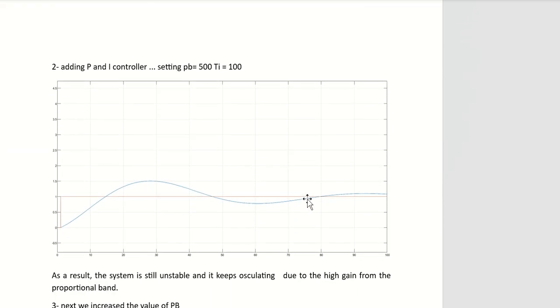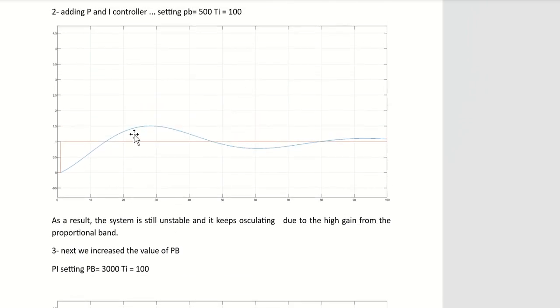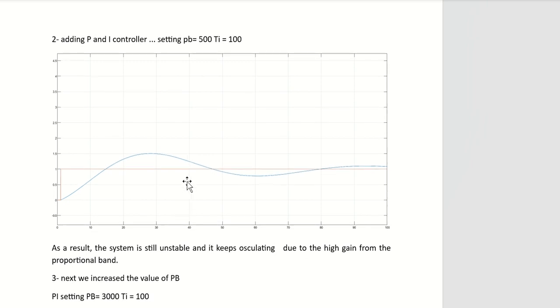After that, we start applying a PI controller. So we took the same proportional band of 500, and we took a TI time of 100. As a result of this, we can see that the system is unstable and it keeps oscillating the whole time. It might settle down after 100 seconds or after that, but we need to adjust the gain of this controller to start giving us a better response and a more efficient system.